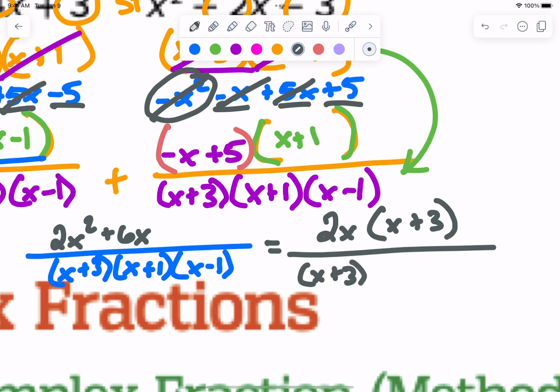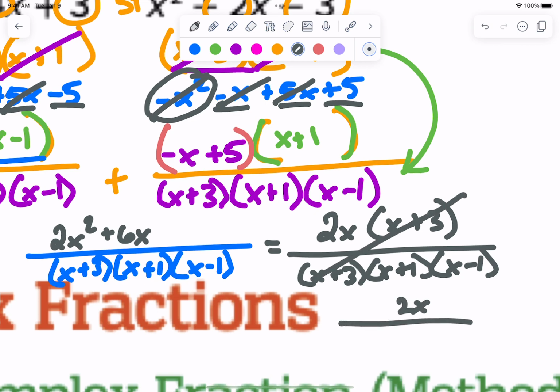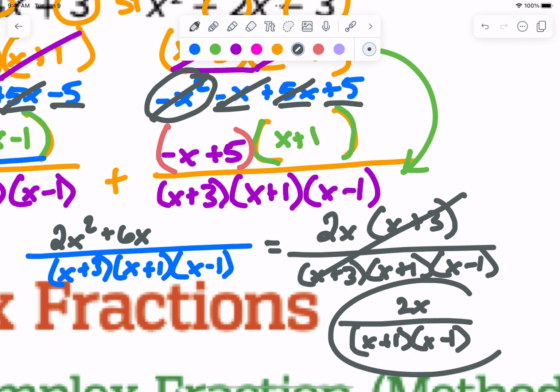X plus 3. X plus 1. X minus 1. Holy crap. So it's 2x over 2x over that junk. X plus 1, x minus 1. Holy crap. That's a lot. Man, oh man. Wow. That problem took a long time.